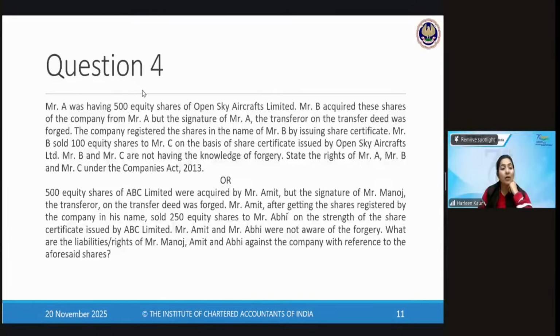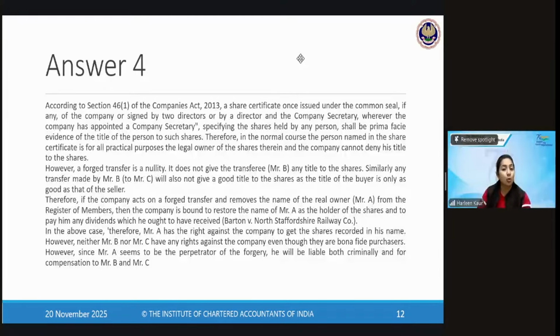So what we have to answer over here is, here it is talking about the share certificate once issued under the common seal. If the company has no common seal, then 2 directors or a director or company secretary has to sign it, specifying what are the shares held. And section 46, I just now told you some time back, it is the prima facie evidence that you are the holder of the shares. In the normal course, the person named in all the practical cases is the legal owner and cannot deny his title.